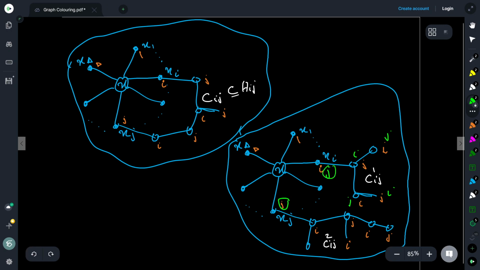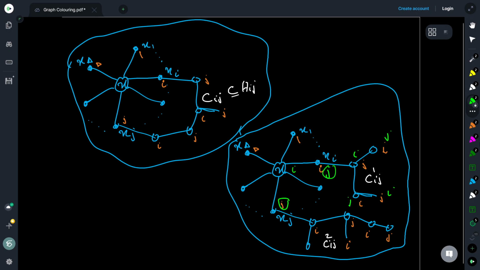Colored with the color j, which means that in the neighborhood of the vertex x now, the color i is missing, and therefore I can color x with the color i, and I get a coloring of the graph G. It's a proper coloring because color i is not appearing in the neighborhood. So if xi and xj are not connected, I can do this switching in one of them, and then I can do it.